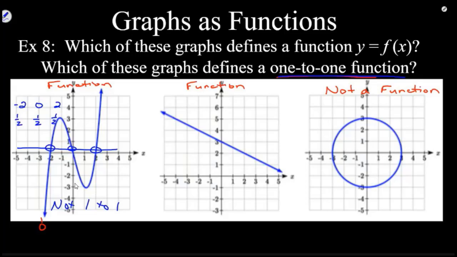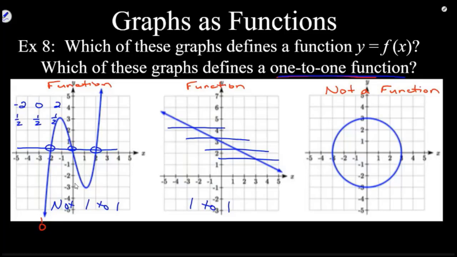How about the second one? Is this line going to be a one-to-one function if we think about the horizontal line test? Yeah, because any horizontal line I draw can only touch it once, right? So that is one-to-one. I'm abbreviating. All right, now, what about the third graph?